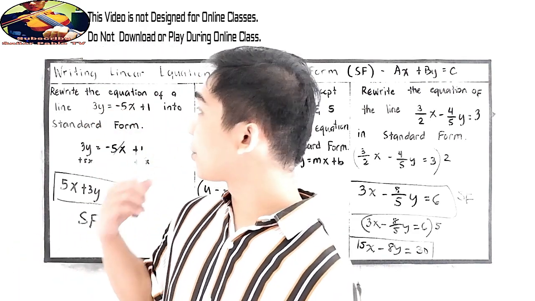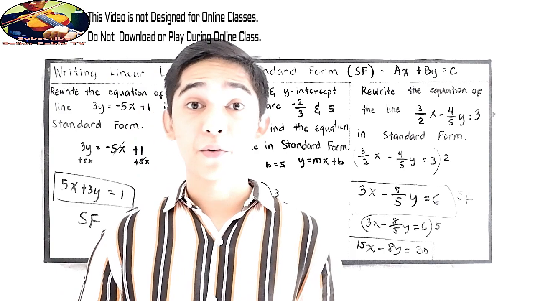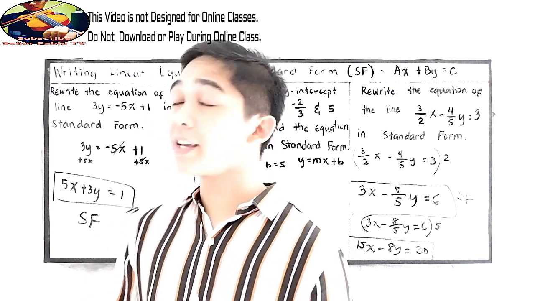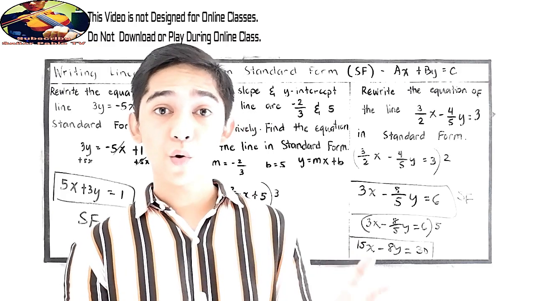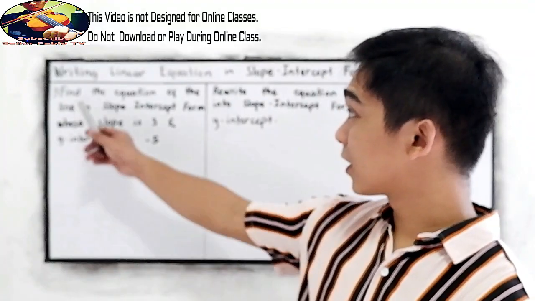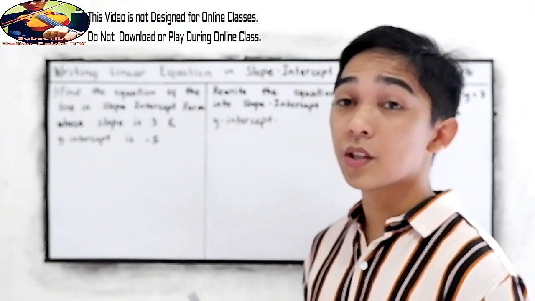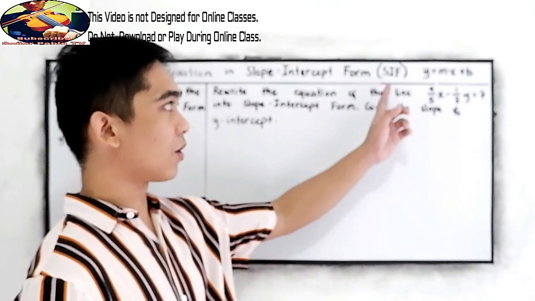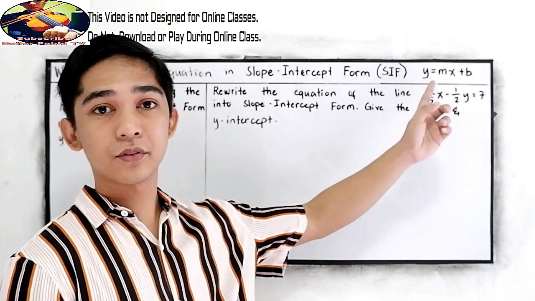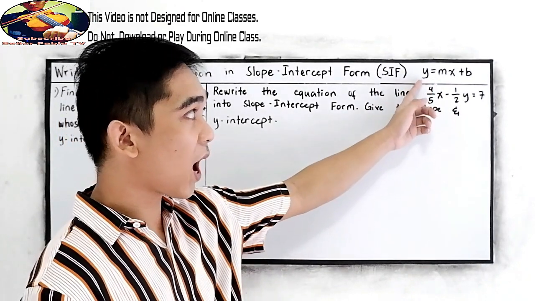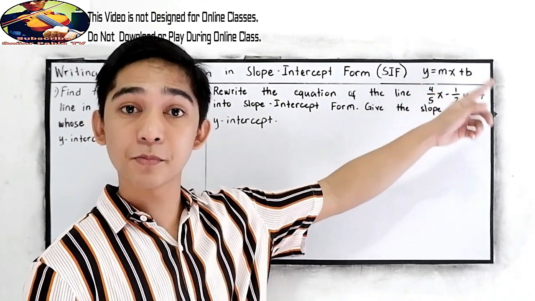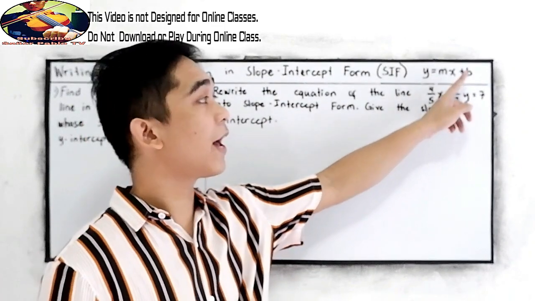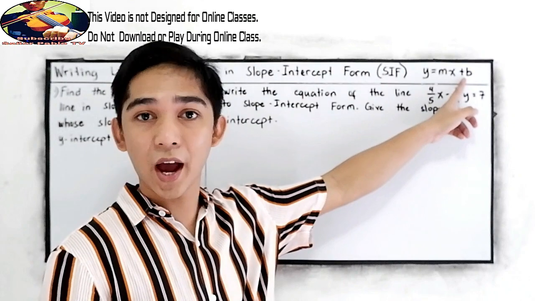That is on how to rewrite linear equation into standard form. Your next lesson, writing linear equation into slope-intercept form. Writing linear equation in slope-intercept form, or the SIF. It is in the form y is equal to mx plus b, wherein m is our slope and b is the y-intercept.